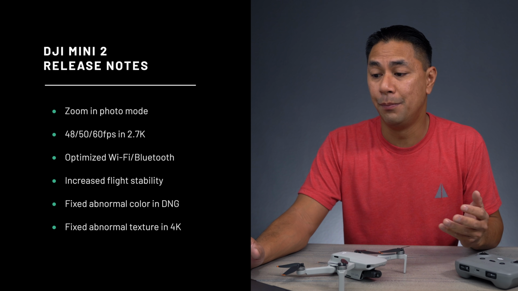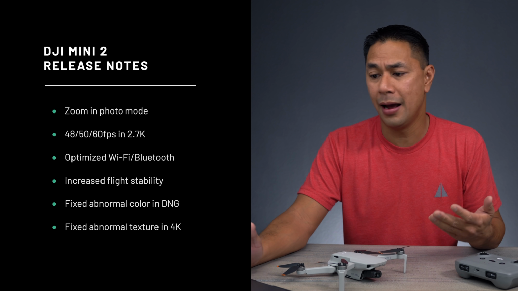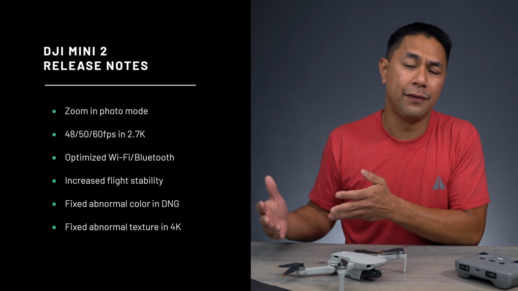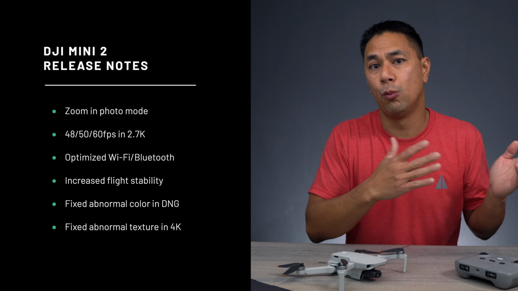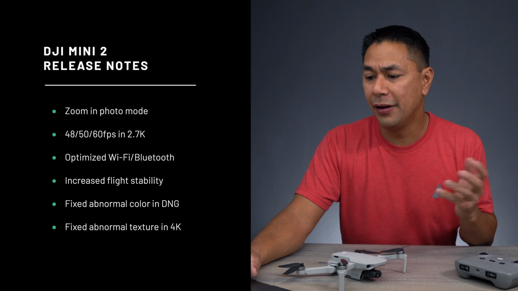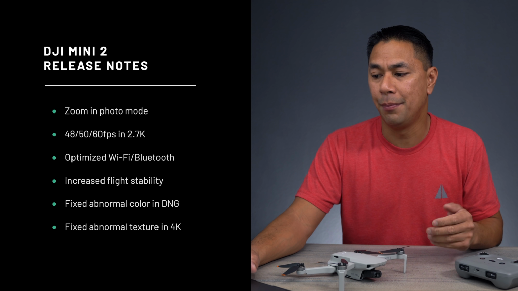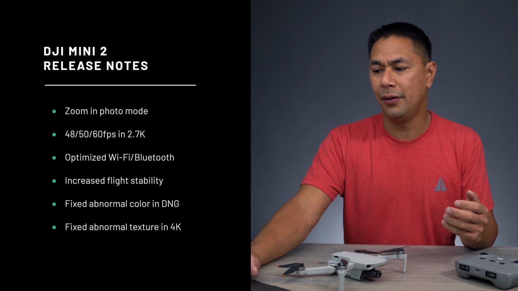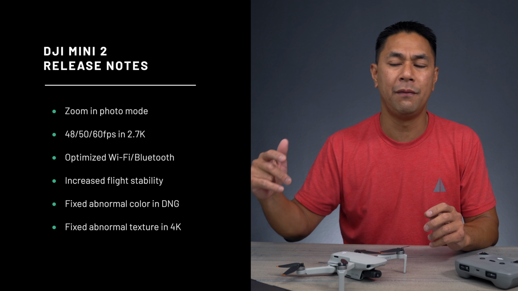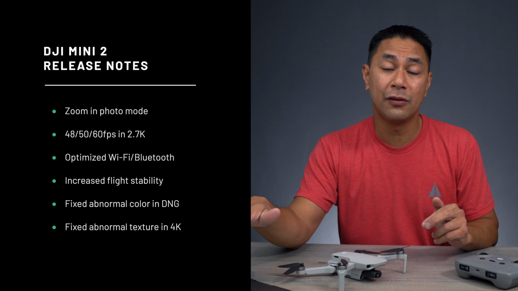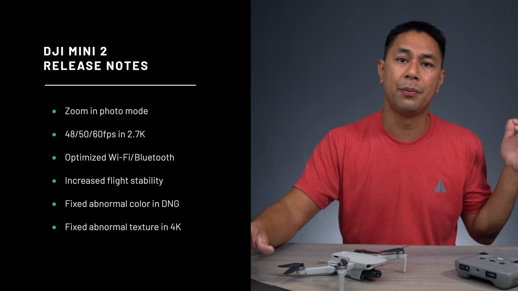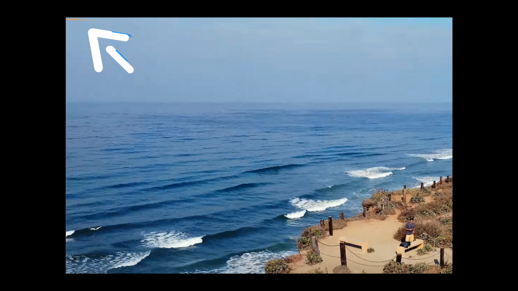Increased flight stability in some scenarios. Same thing with that. Definitely just something that if you're already flying it, you might notice a difference depending on where you are flying it. Fixed issue: abnormal color appeared in panoramic DNGs. I went through some of my DNGs. I didn't really get much comments on my videos about the DNGs, but this last one that they did fix, I did get some comments on my previous videos about this one. They fixed the rare issue where abnormal texture appears in the upper left-hand corners of 4K videos.